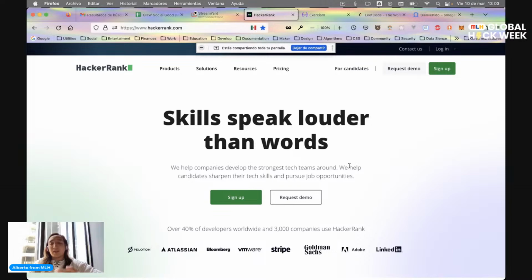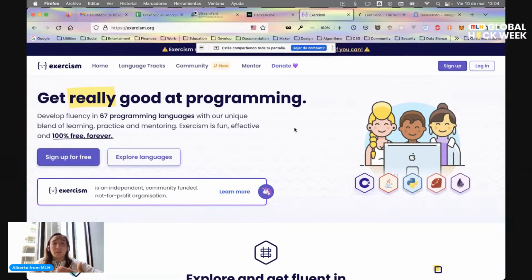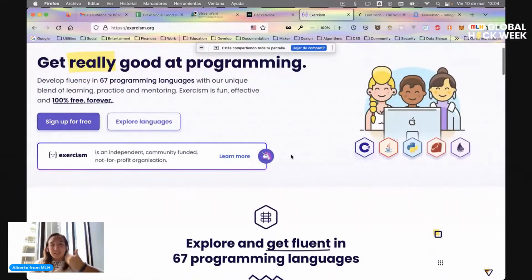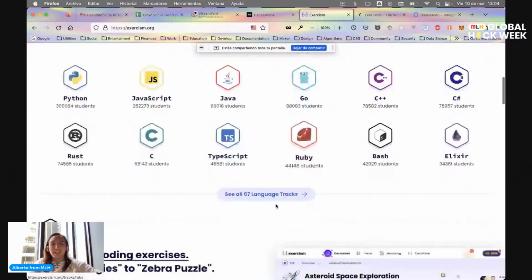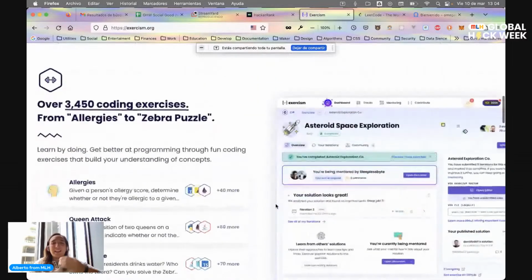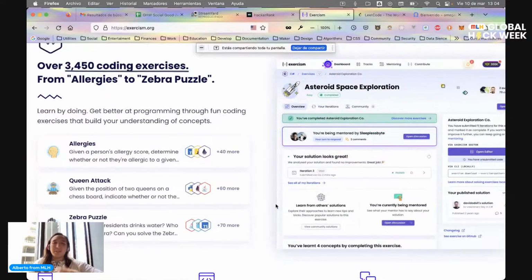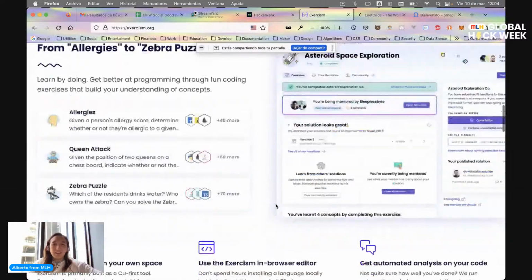They support many languages. They have a lot, really a lot of algorithm problems and resources on how to learn, etc. And another page you could visit is exercism.org. Exercism.org, same as HackerRank, has a lot of supported languages and a lot of tracks about how to resolve technical interviews.